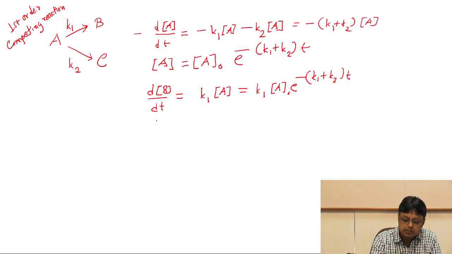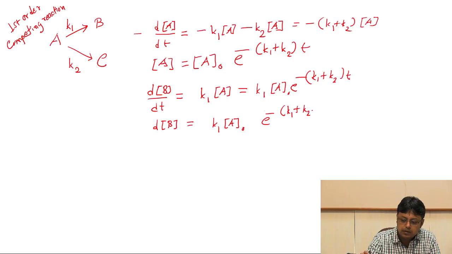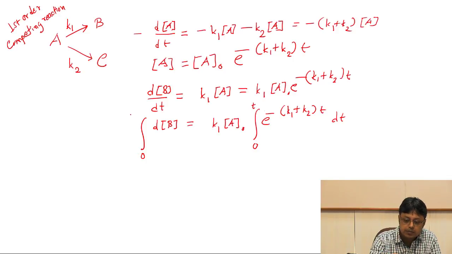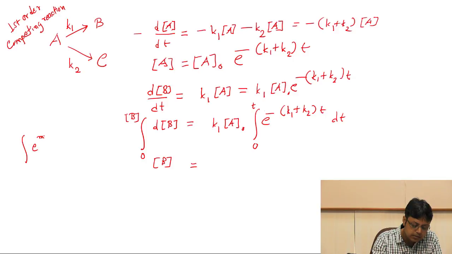So we can write it like this. dB is K1 times A0, remembering A0 is a constant, times e to the power minus (K1 plus K2) times t dt, and we can assume that at time 0 the initial concentration of B was 0, and at some arbitrary time t the concentration of B was just B. So my left hand side integration will be just B, and on the right hand side, it's the integration of e to the power mx dx, which is nothing but e to the power mx divided by m.